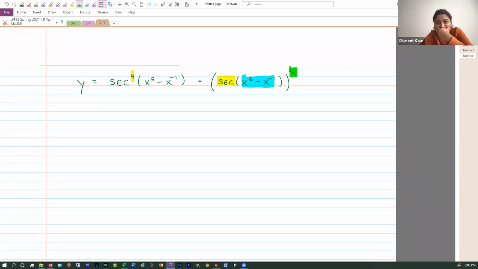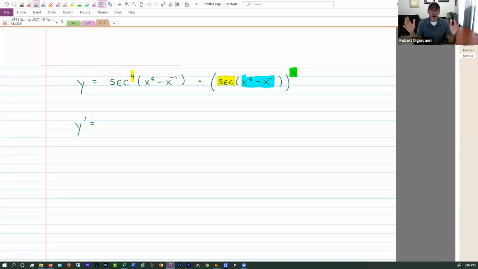Go ahead. I would move the 4 to the front, and then I would put whatever's inside: secant times x to the 6 minus x to the -1 in parentheses. And then from there, do it again by getting the derivative of what's in there, and so on and so forth. So we have this idea of an inner layer, middle layer, outer layer.